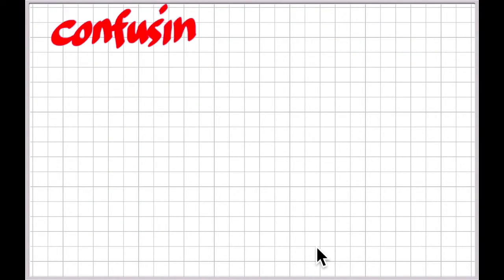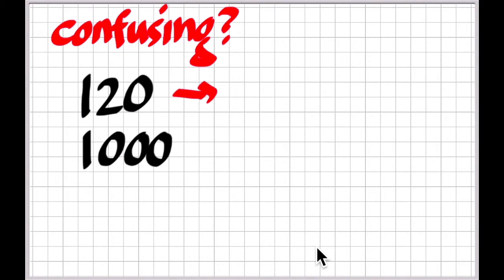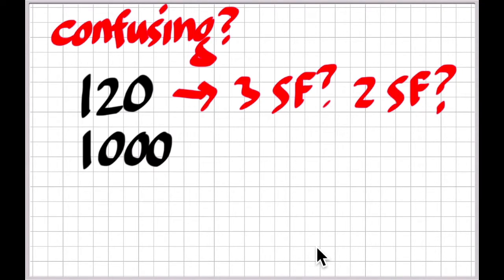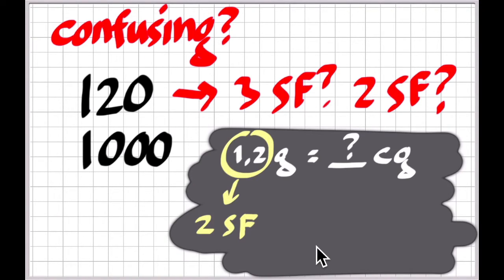Now, one thing that usually confuses people are numbers like these: 120, 1000. Sometimes people would say three significant figures in 120. Sometimes people would argue that no, only two significant figures. I would say, guys, that the correct answer depends on what you originally have. Imagine this. I have 1.2 grams. Obviously, this measurement has two significant figures, yes? Now, say your teacher asks you to convert that into centigram. What will be the answer?